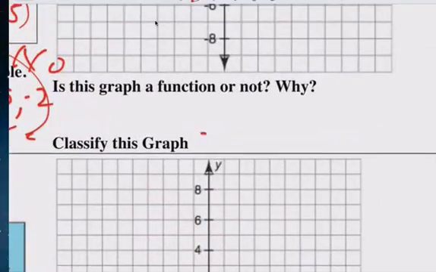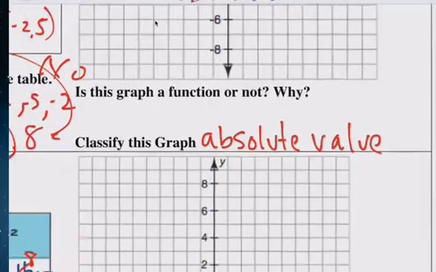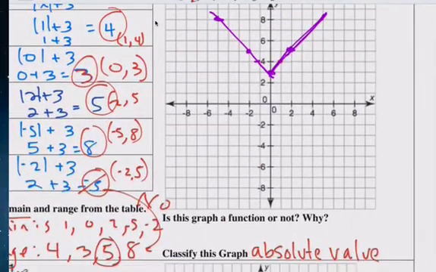This is an absolute value graph. When it's a V, it's called an absolute value graph. Is it a function? Yes, it is a function, because if you use the vertical line test, it only crosses the graph once.